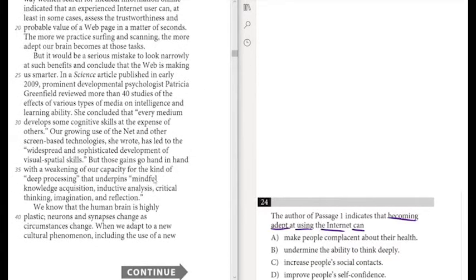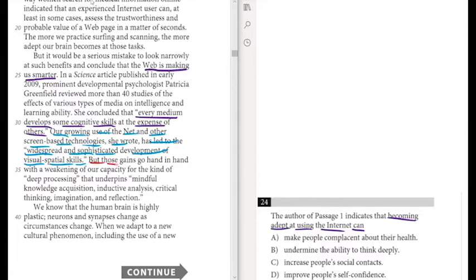And in the next paragraph, we see the idea that it would be wrong to think that the web is making us smarter. So we see the web and we see improvement, so maybe we're getting warmer. Looking onward, every medium develops some cognitive skills at the expense of others. Seems like we're getting closer and closer. Our growing use of the net and other screen-based technologies has led to widespread and sophisticated development of visual spatial skills. So right there, we're seeing the idea that as you use the internet, you're seeing some improvement. So that seems to match the question a little more closely.